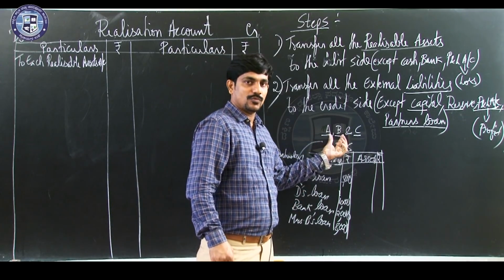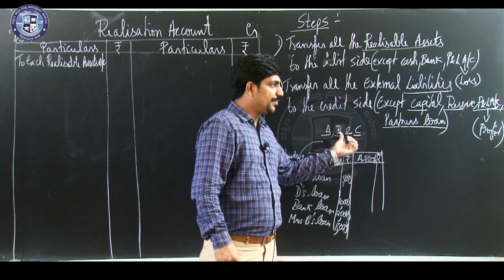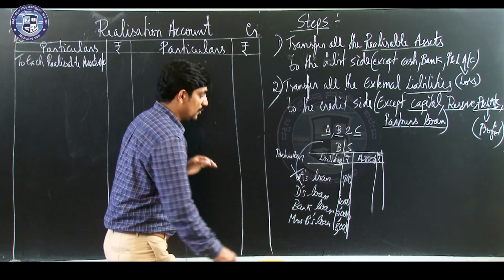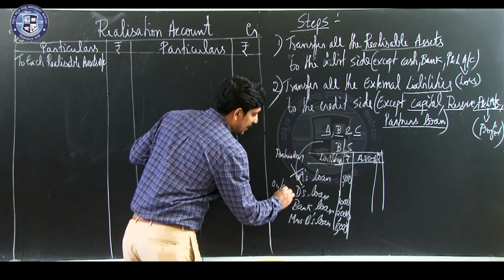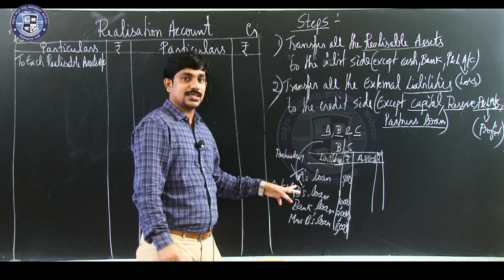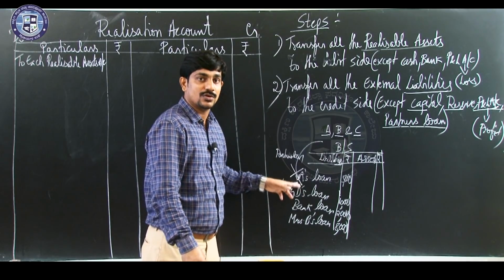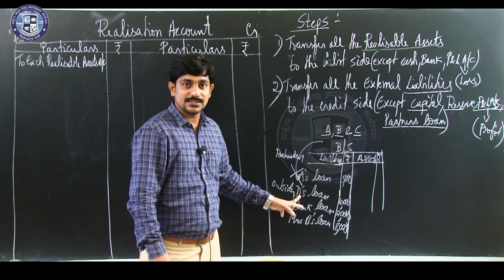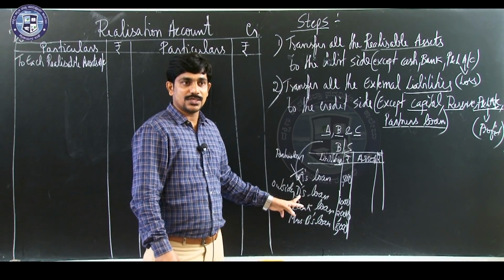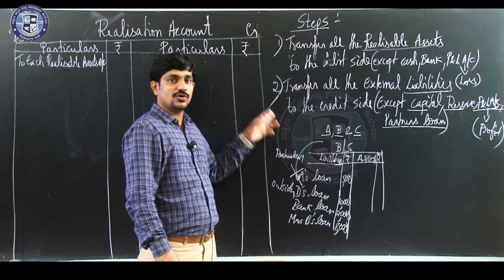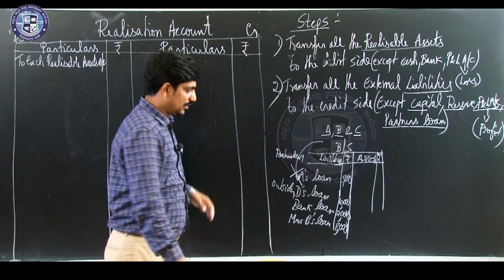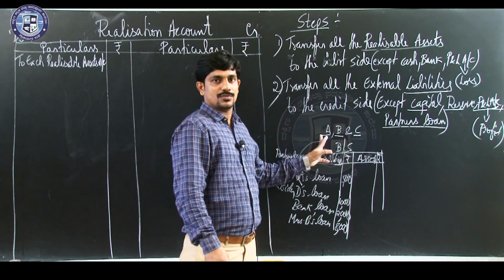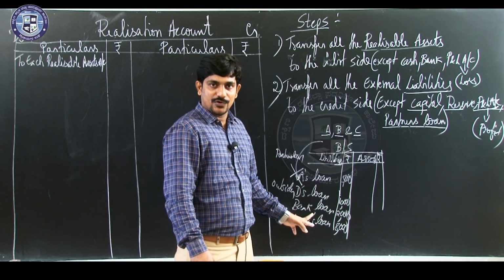Now, second one I gave D's loan. According to this problem, who are the partners? A, B and C. Whether D is a partner? No. So, D is who? Outsider. D is an outsider. So, this is outsider's loan, external loan. Whether you have to transfer to realization account? Yes, because D is an outsider. So, outsiders means external liability. So, you need to transfer to realization account. Next, bank loan. Whether bank is a partner here? No. So, again it is an outsider's liability.